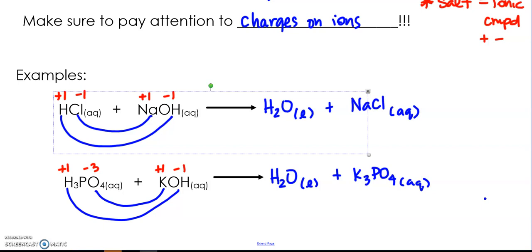You can look that up on your solubility chart. But then we need to balance this by putting a 3 in front of our water here, and a 3 in front of our KOH. So those are acid-base reactions.